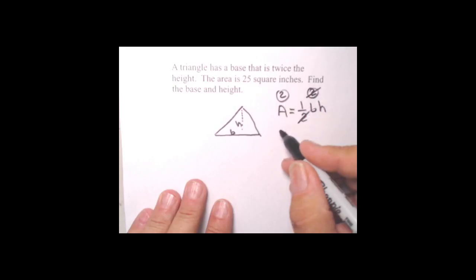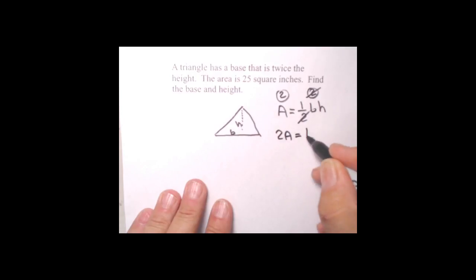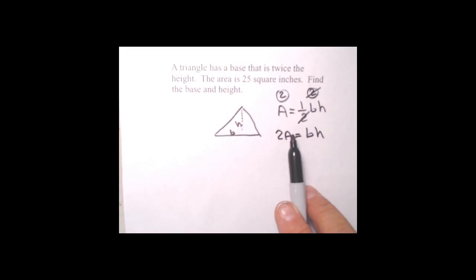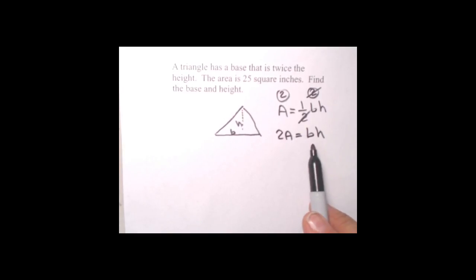Over here, there's nothing to cancel. No denominator here to cancel it against. So I get 2 times A equals B times H. That's the same as this original formula up here, but it's easier for us to work with now as we solve. So keep this little trick in mind for triangles. It's a nice one when you're dealing with area.